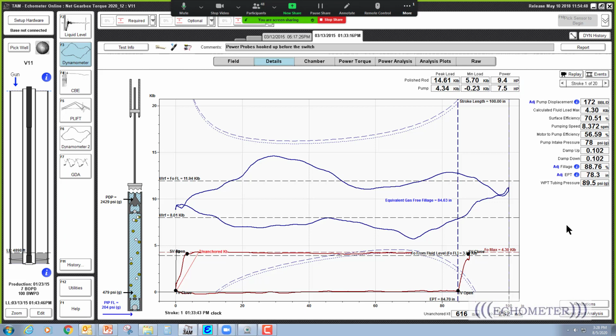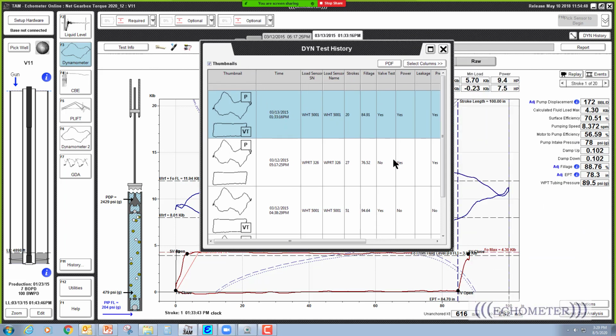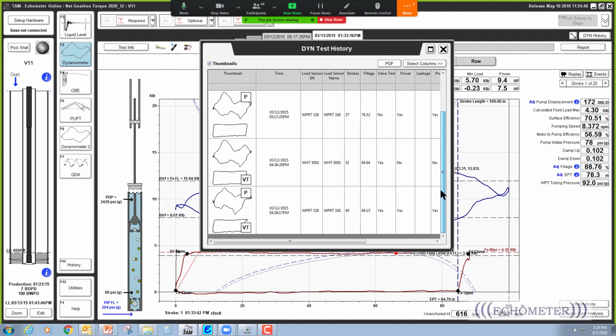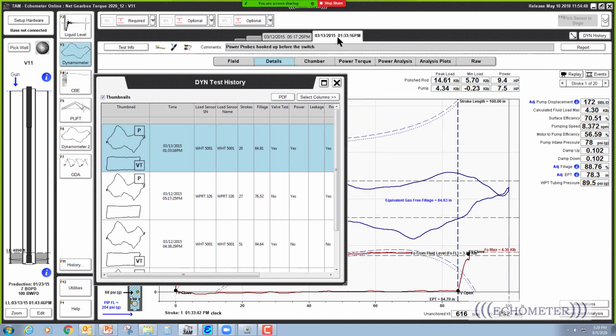If you're interested in the CBE load test, Dr. Podio's presentation is in the July 15th paper that we did on Ask Echometer. If I go to the history button right here, the history shows me the previous tests I have on this well, and I just have a couple of days: March the 12th, and I think there's a March the 13th data set. We're looking right here at the March 13th data set.